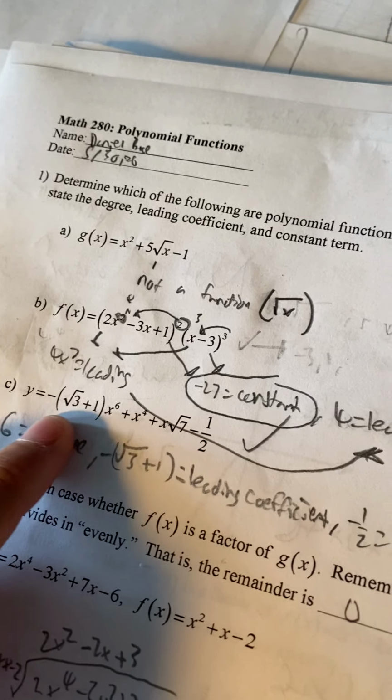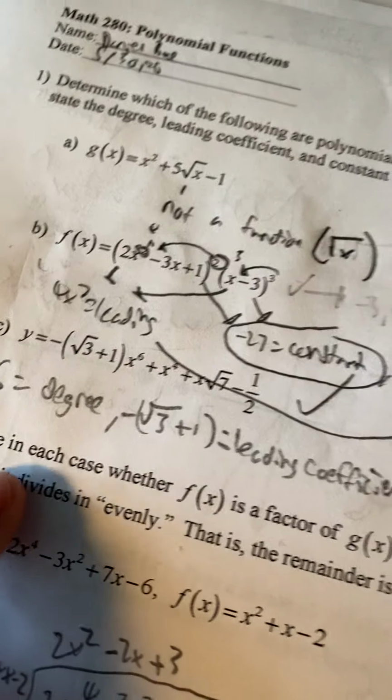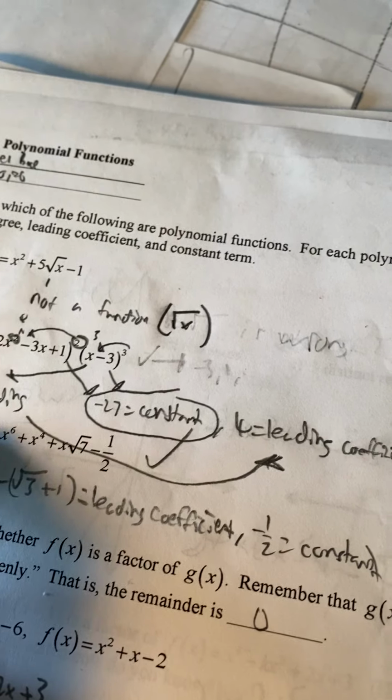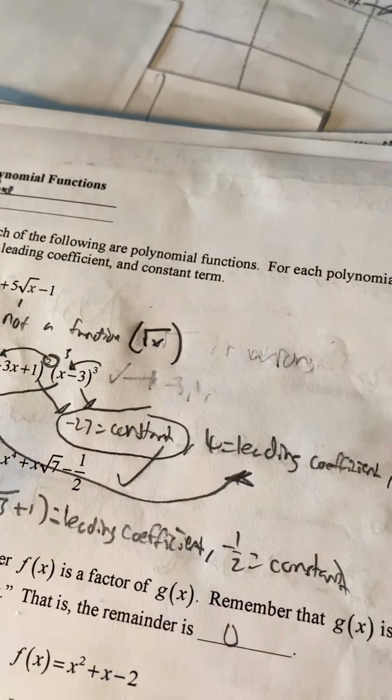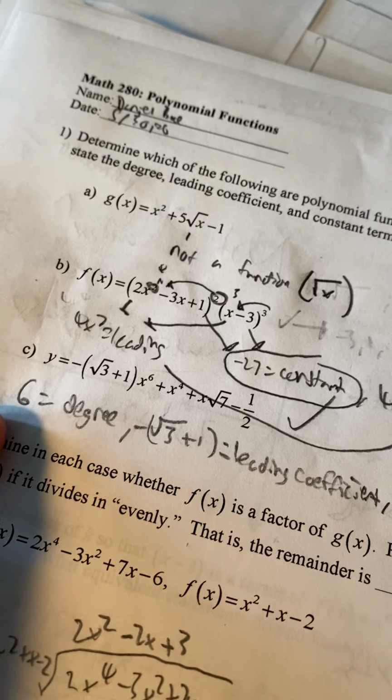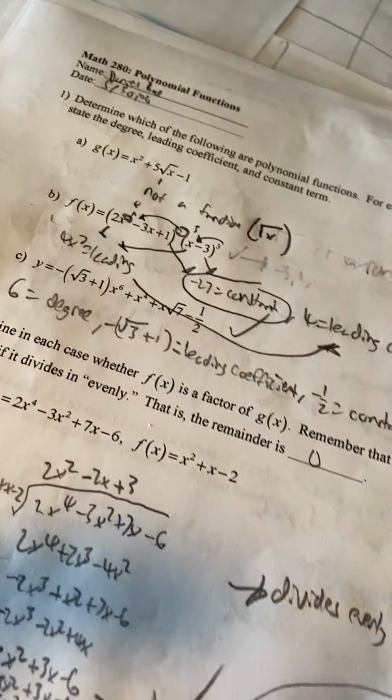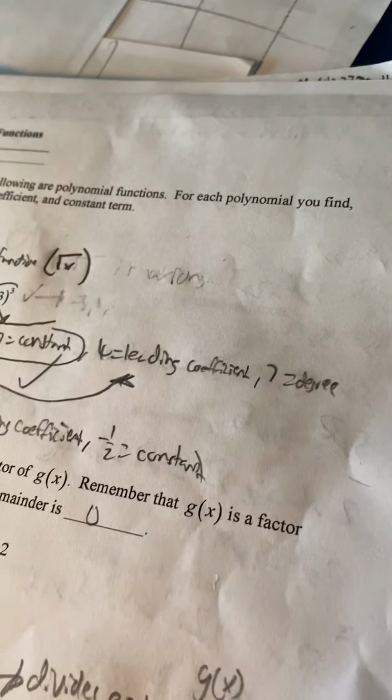you can already tell, well, it is a polynomial. And while the square roots might throw some people off, they are not the square roots of the x. They're the square roots of numbers. So it is a polynomial. So the degree is 6, clearly seen here. The leading coefficient is square root of 3 plus 1. And the constant is negative 1/2. All easily seen in the problem.